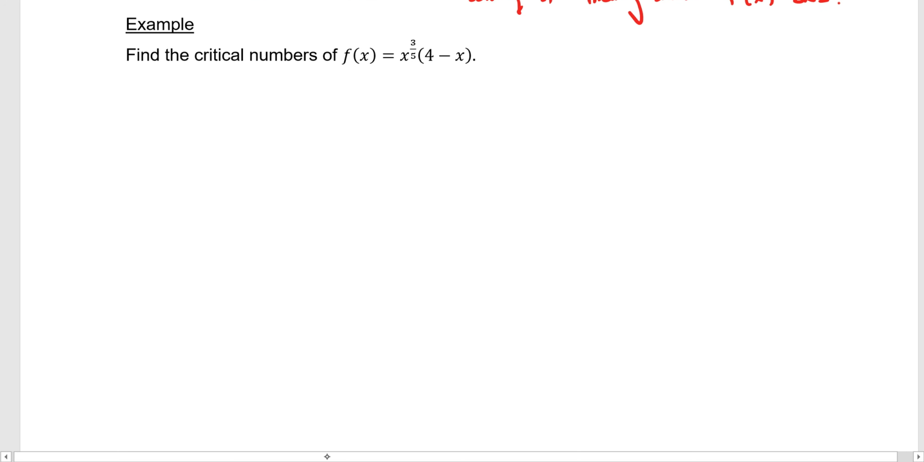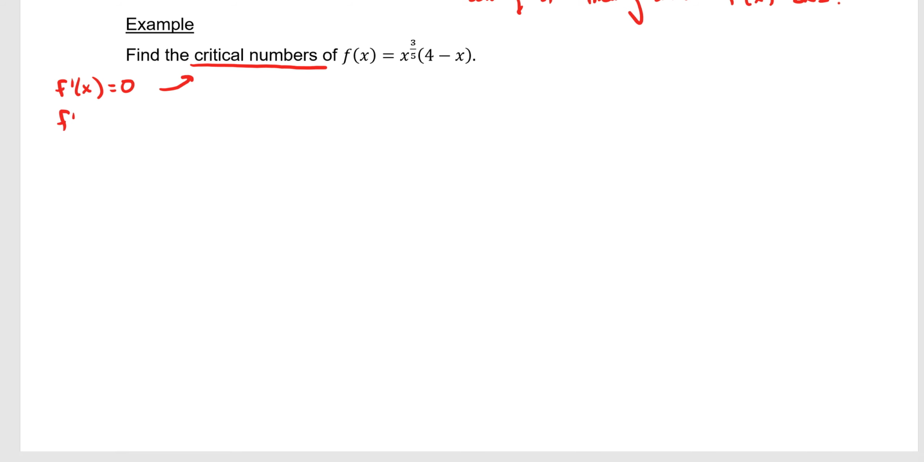And for this one, we want to find the critical numbers of f of x equals x to the 3/5 times 4 minus x. So we know that to find the critical numbers, we need to take the derivative, set the derivative equal to 0, and also see if the derivative does not exist for any of the x values.